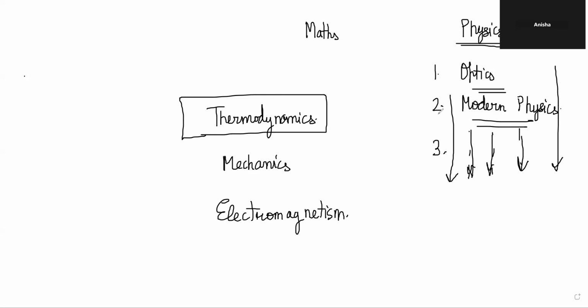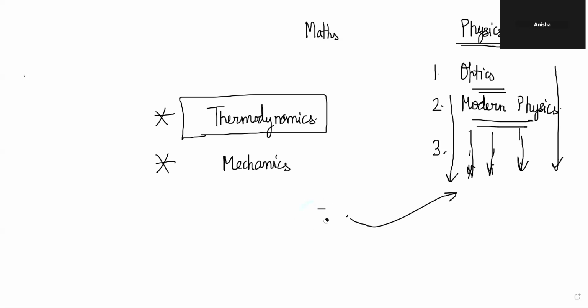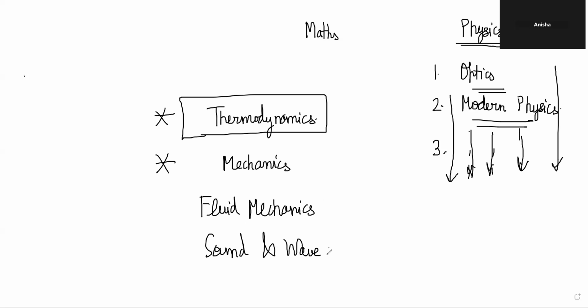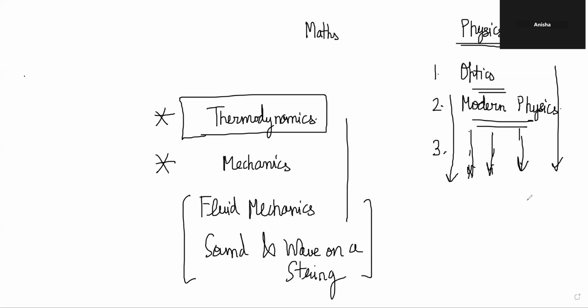Do you understand what I'm saying? Yes. We will start with this, then with this, and then maybe you can possibly bring electromagnetism in your list. And we'll end up doing fluid mechanics, sound and waves, and those chapters. Fluid mechanics, 11th grade chapters, which can be high scoring chapters. Sound and wave on a string. So we will stick to this order for now, and maybe by the time we reach here, we will do electromagnetism at the end.